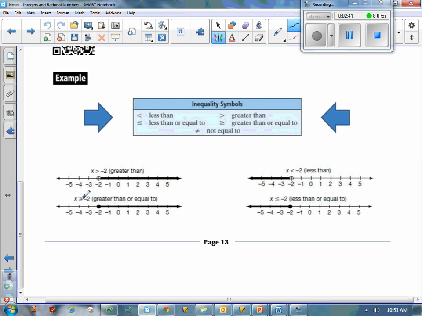When we have greater than or equal to, we have a solid circle because the solution can also include this value. And since it's greater than or equal, it's going to go to the right. Here we have less than or equal to -2, so closed circle because it can also include -2 as the solution. And since it's less than -2, it's going to go to the left.